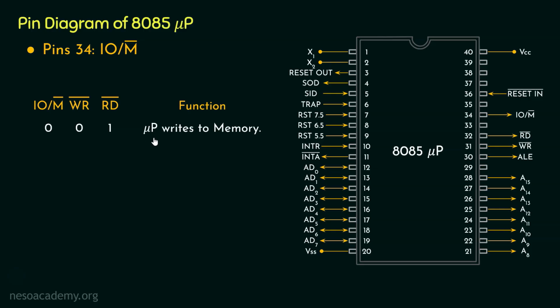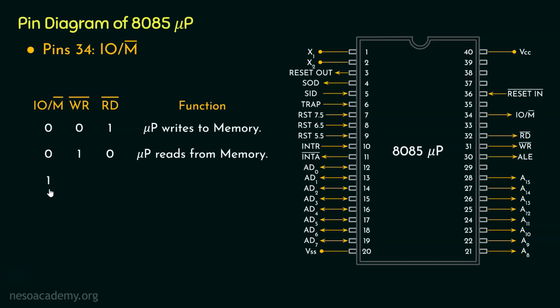Therefore, if the microprocessor wants to write to the memory, the combination of these three pins is going to be 0, 0, 1. Now if IO/M bar is 0 and at the same time WR bar is 1 and RD bar is 0, what will be meant by this? Well, we are communicating with the memory, and since RD bar is 0 and at the same time WR bar is 1, therefore the microprocessor is interested in reading now. So the microprocessor reads from the memory.